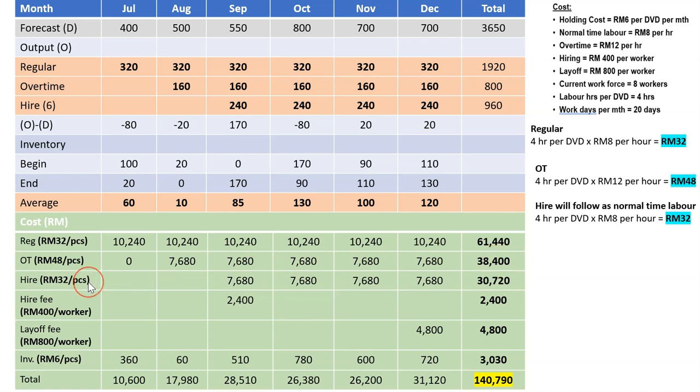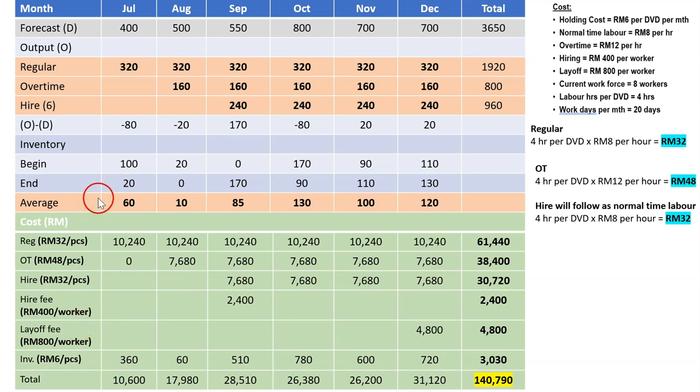And then for hiring, it's 32 ringgit per piece. July, August, they have no cost. It only started in September. So 32 ringgit times 240, you get 7,680. So you do it for all 4 months. Then you sum up.